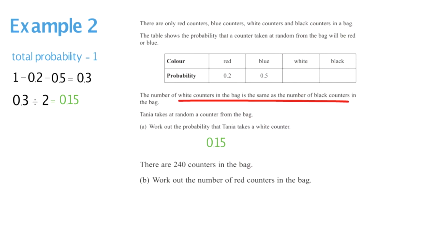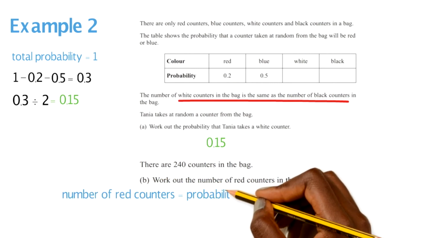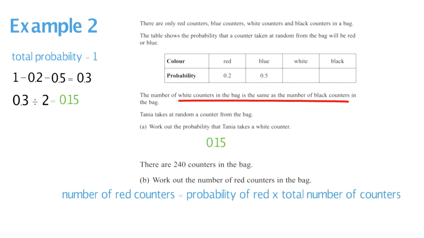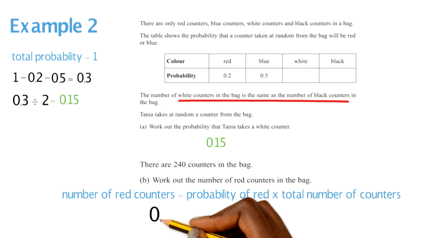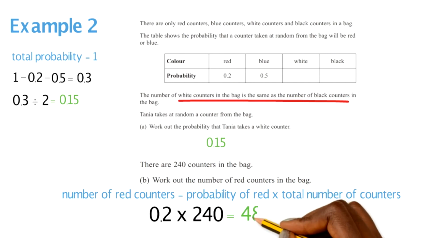Then part B of that, it says that there are 240 counters in the bag, so we need to work out the number of red counters. The number of red counters would be equal to the probability of a red times the total number of counters, which in this scenario would be 0.2 times 240, which would leave us with an answer of 48.